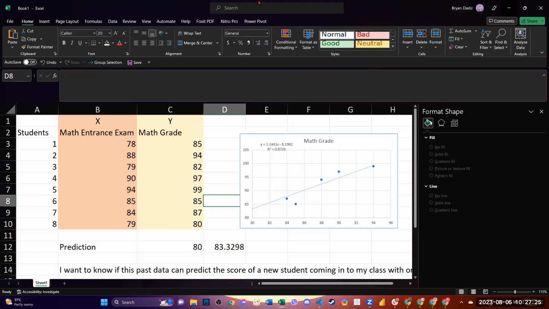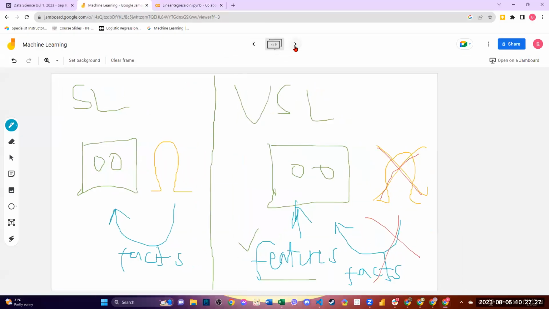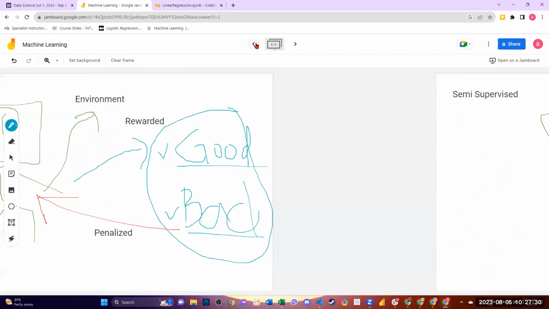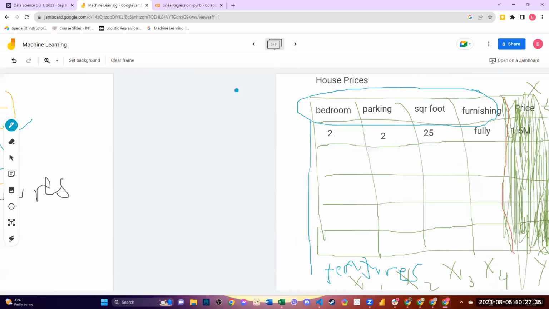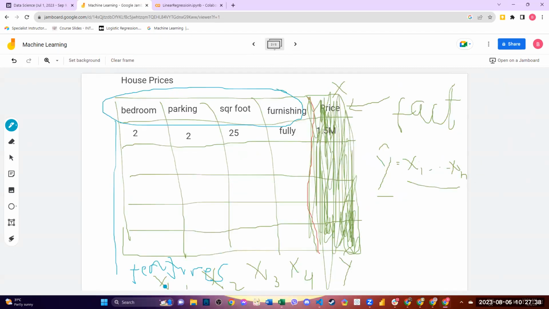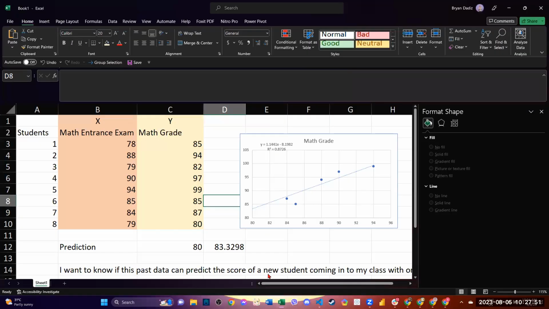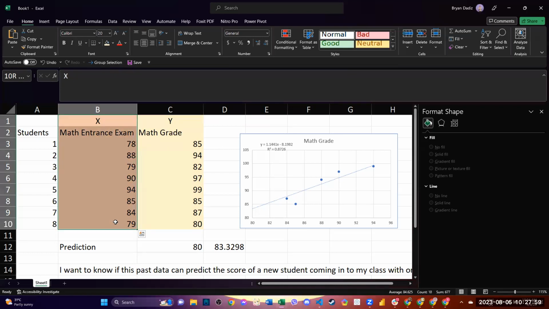Remember, I explained this earlier. House prices: diba meron siyang features, which is mga X, X sub 1, X sub 2, X sub 3, X sub 4. And then we have facts, which is the Y, or the Y prime. In this example, we only have one feature because our problem is not so complicated.